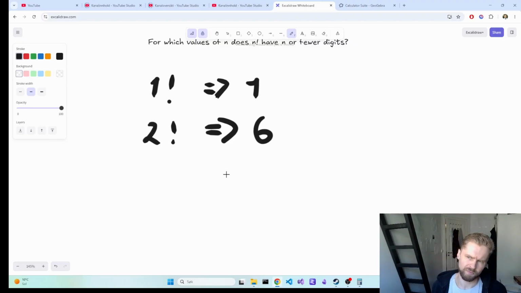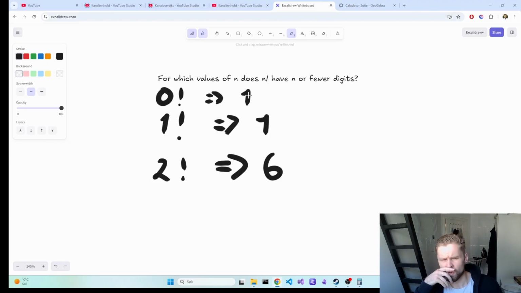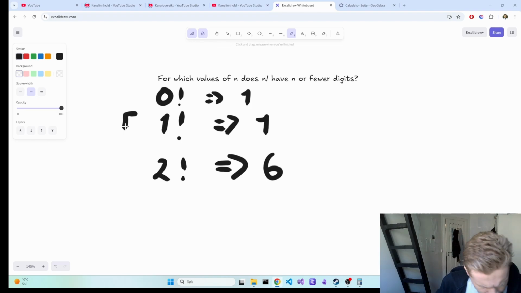So, for 0 factorial, that doesn't really work, right? Because here I would have 1 digit, which is not 0 or fewer. So it starts from 1, right? I'm so tired, but I'm not gonna keep yapping on about it. Alright.